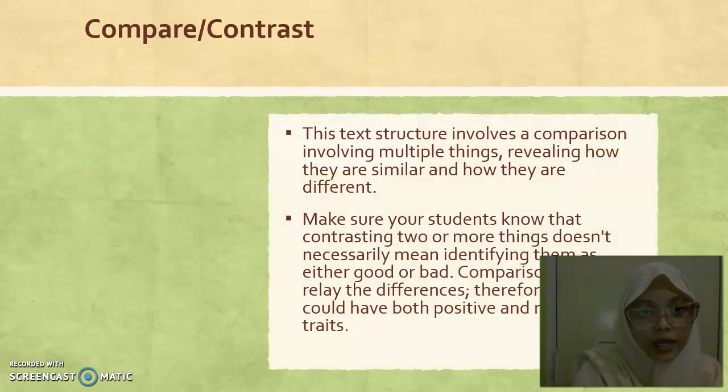And then compare or contrast. This text structure involves a comparison of multiple things, revealing how they are similar and how they are different. Make sure your students know that contrasting two or more things doesn't necessarily mean identifying them as either good or bad. Comparison simply relays the differences. Therefore, one thing could have both positive and negative traits.